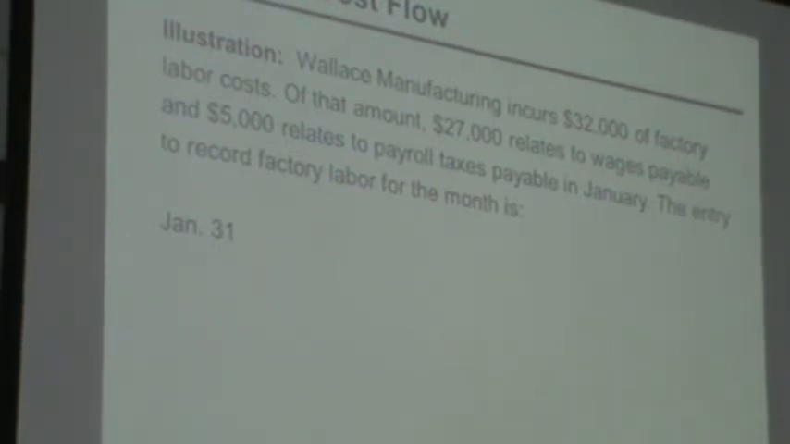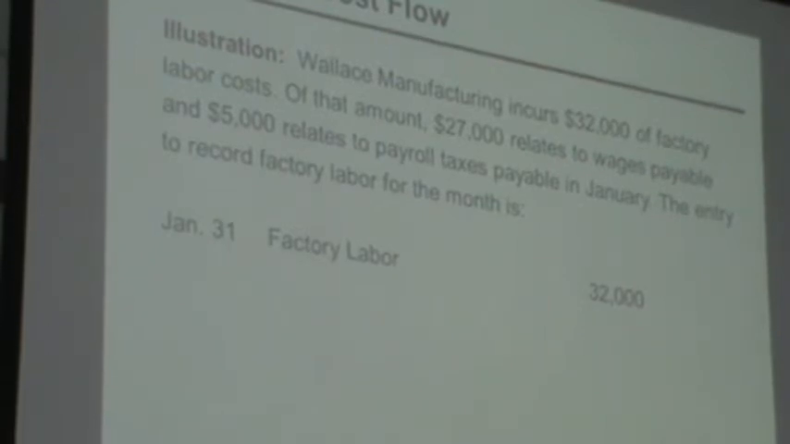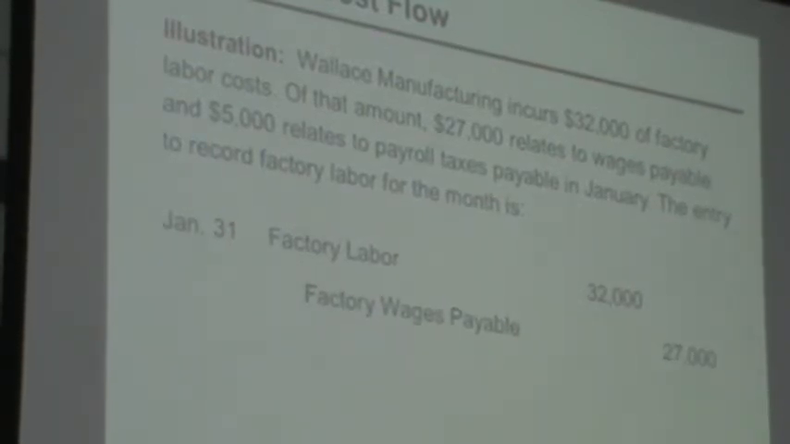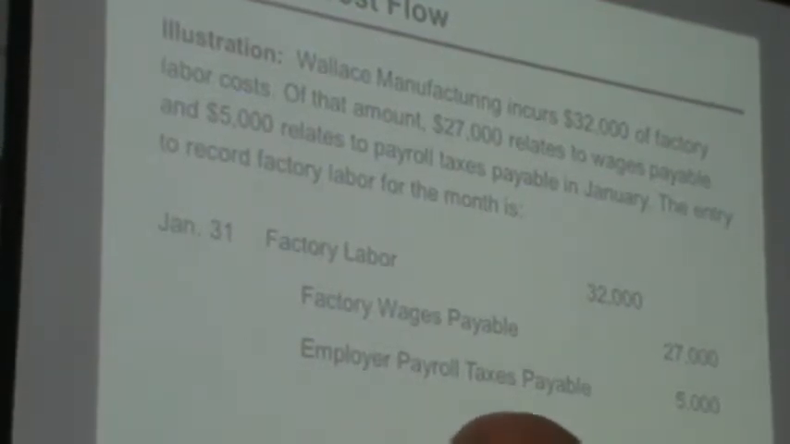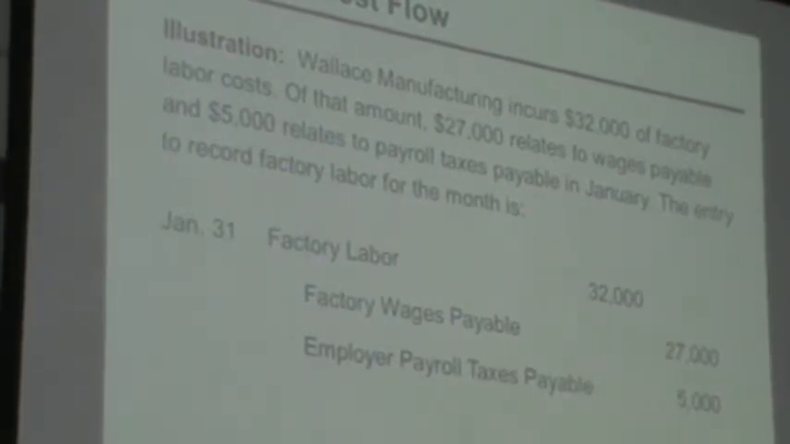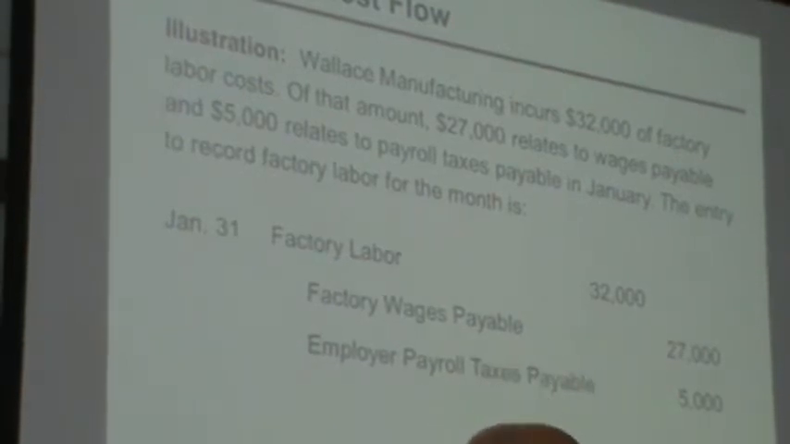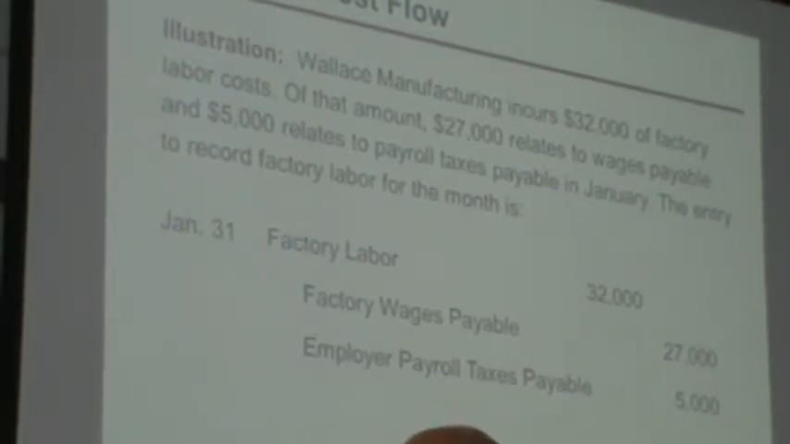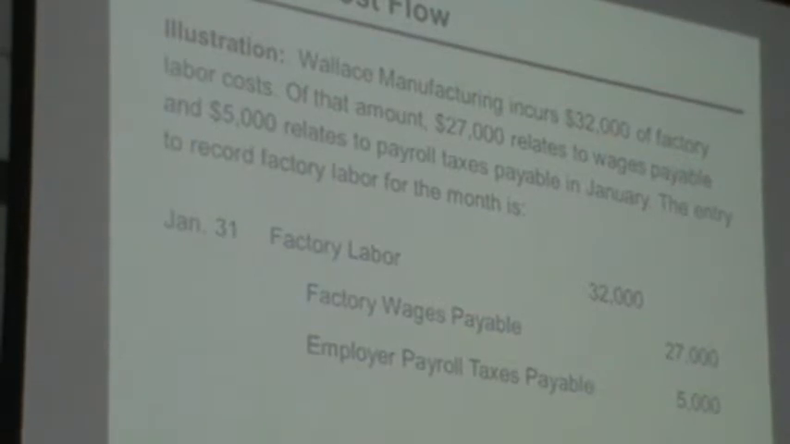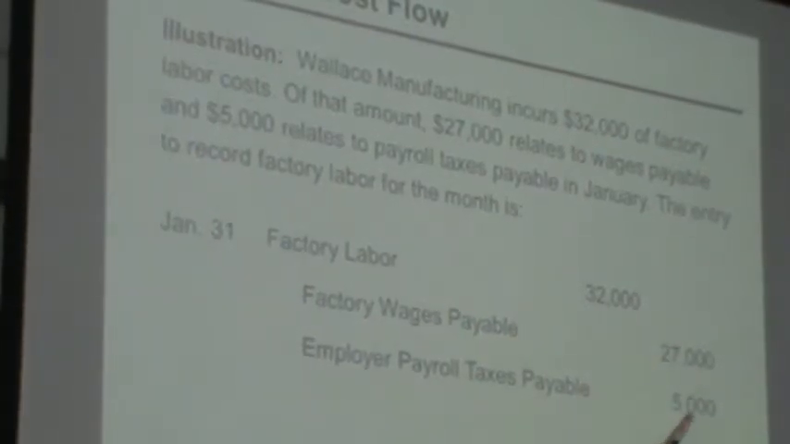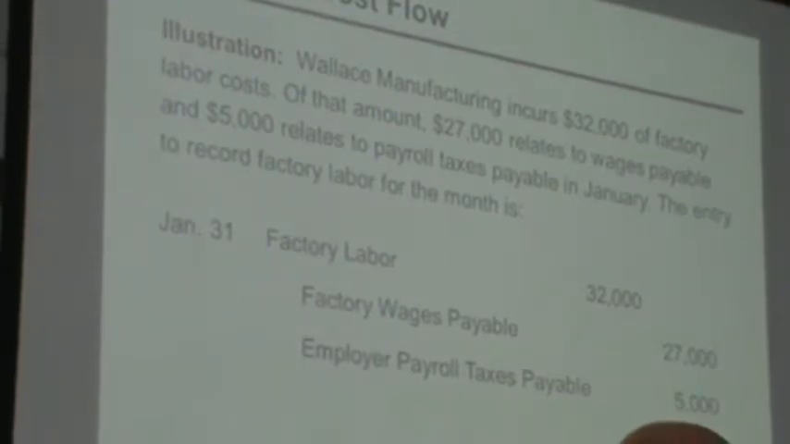Let's see. You have it in the book there. Factory labor, 32. And factory wages payable, 27. And taxes payable, 5. Okay? You have it in the book there, page 892. Okay? Is it clear? Alright. Debit labor, credit wages payable, credit taxes payable. 32, 27, and 5, 32. Is it clear? Alright. I guess we go now to overhead.